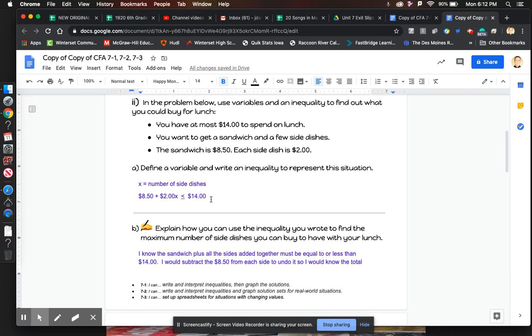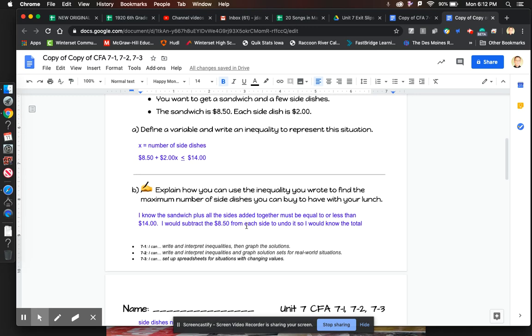And then I wrote an inequality next that represented this situation. And every situation is a little bit different. But in this situation, the sandwich costs $8.50 plus $2 times each side dish has to be less than or equal to $14. And it can equal exactly $14 because I have that much. So I just know I have that much to spend.